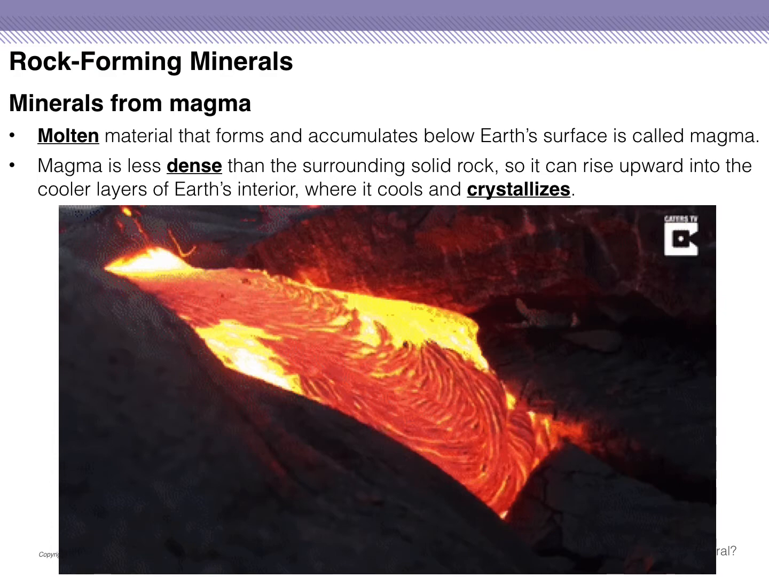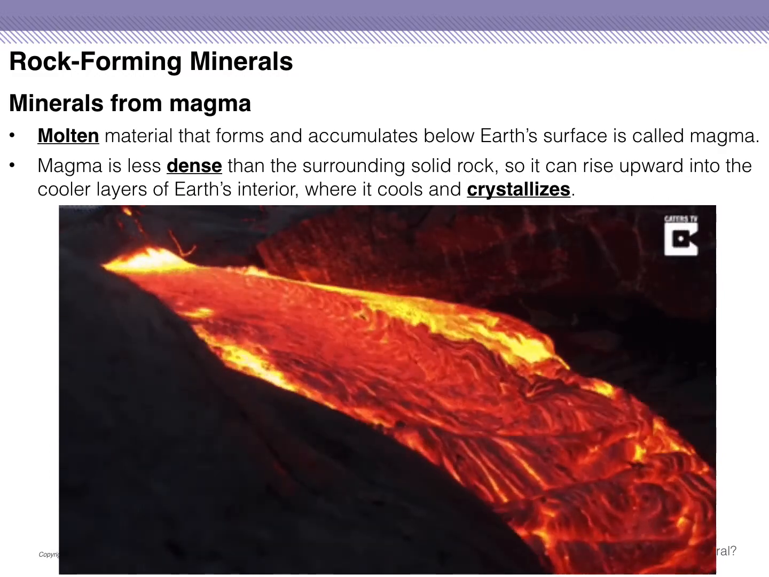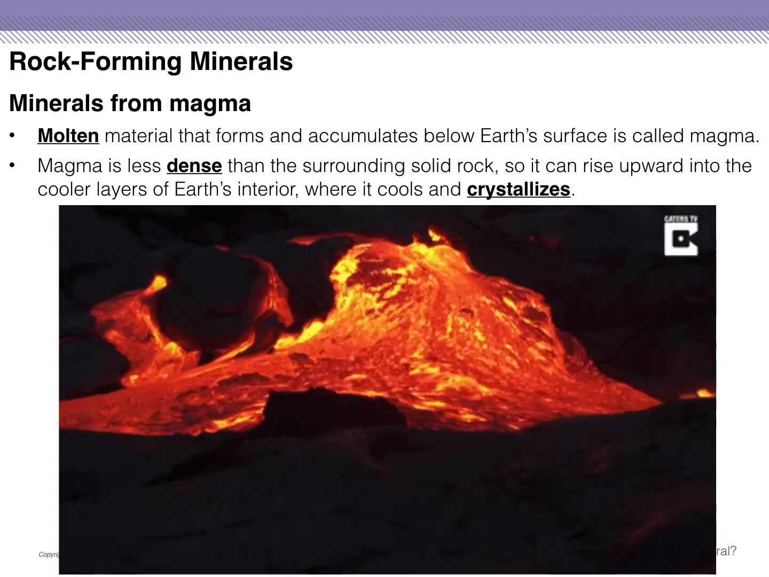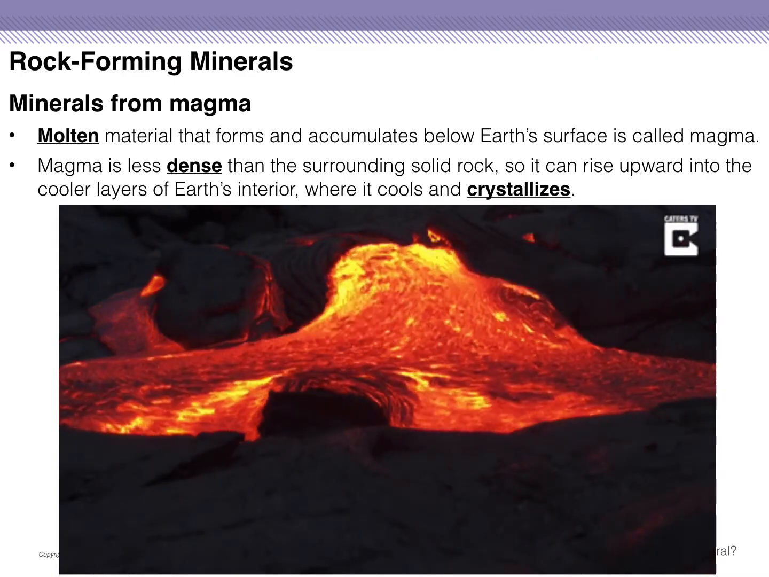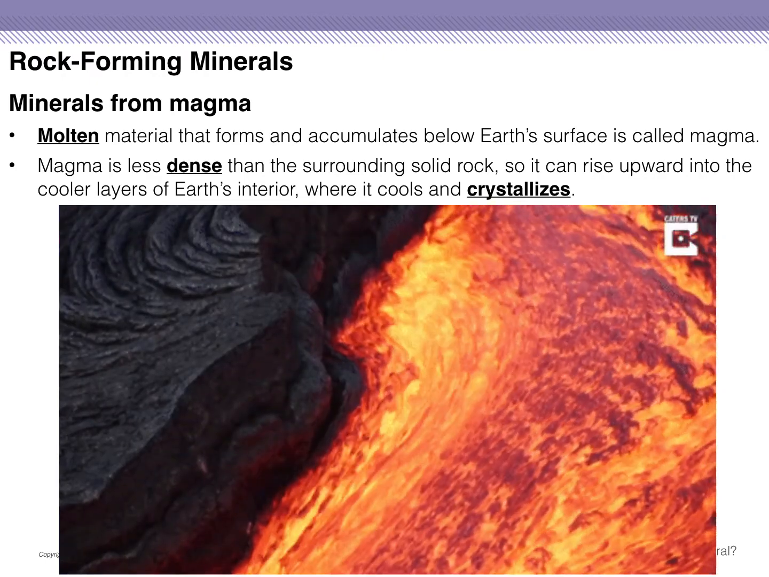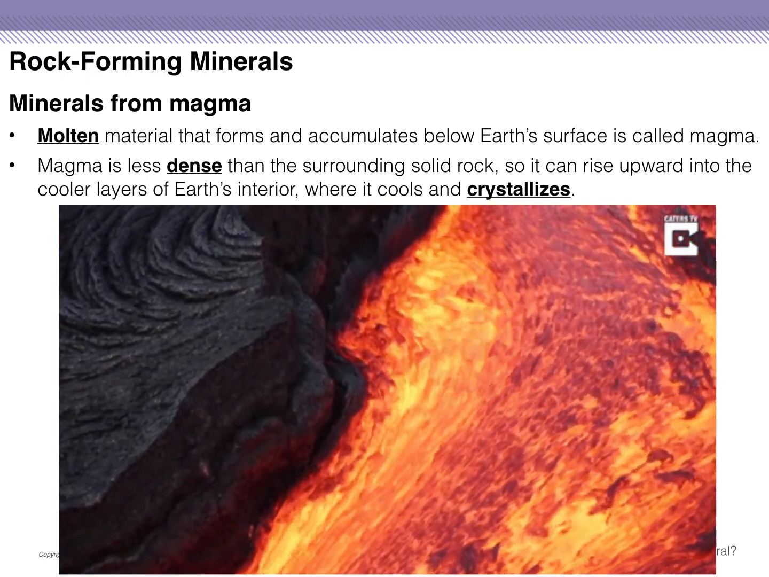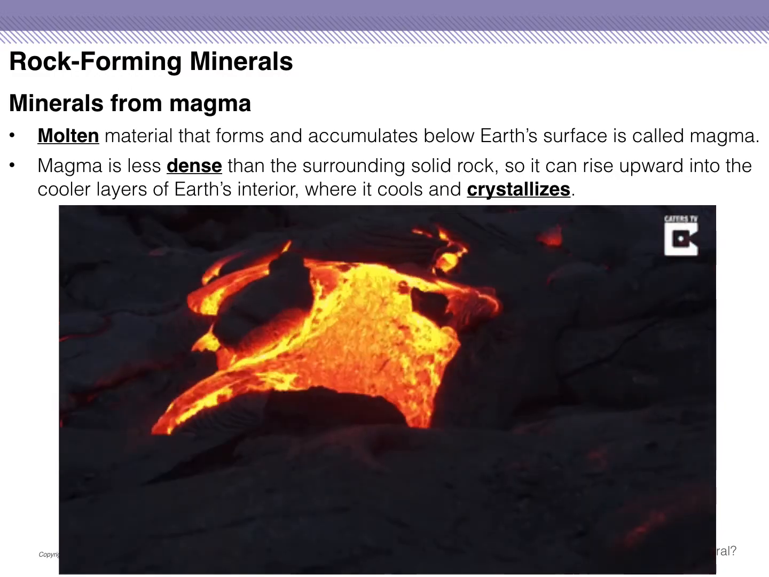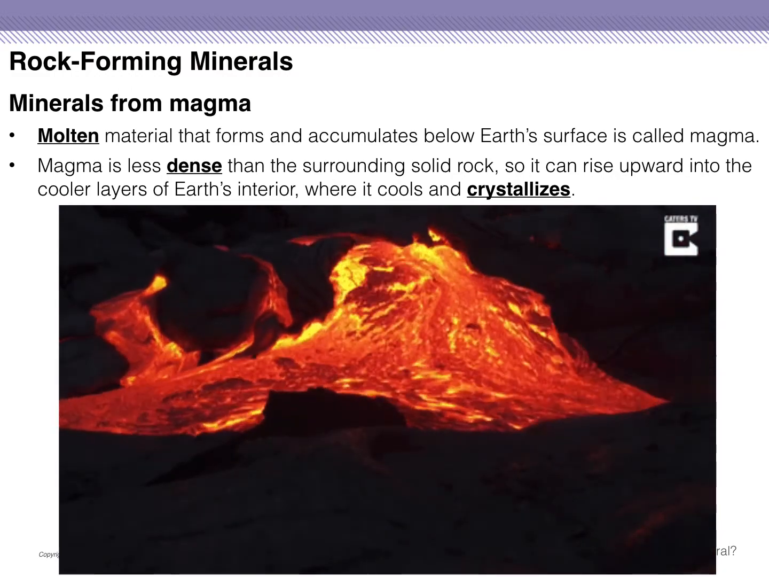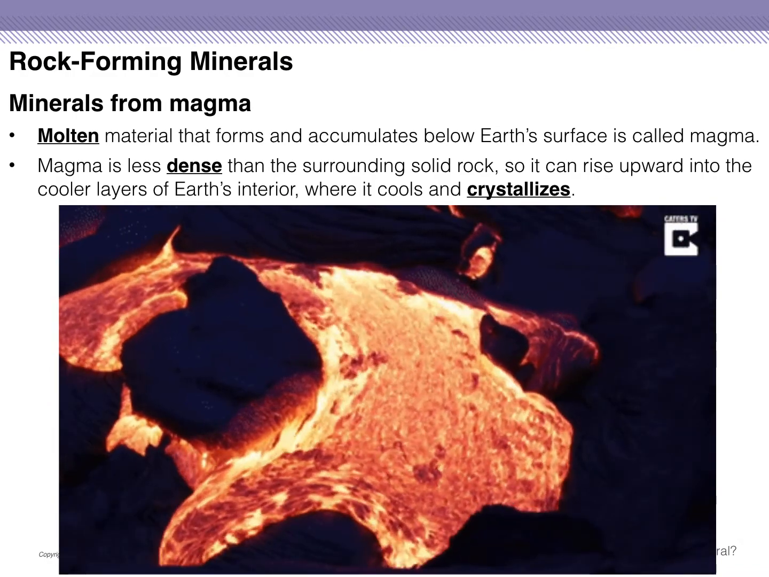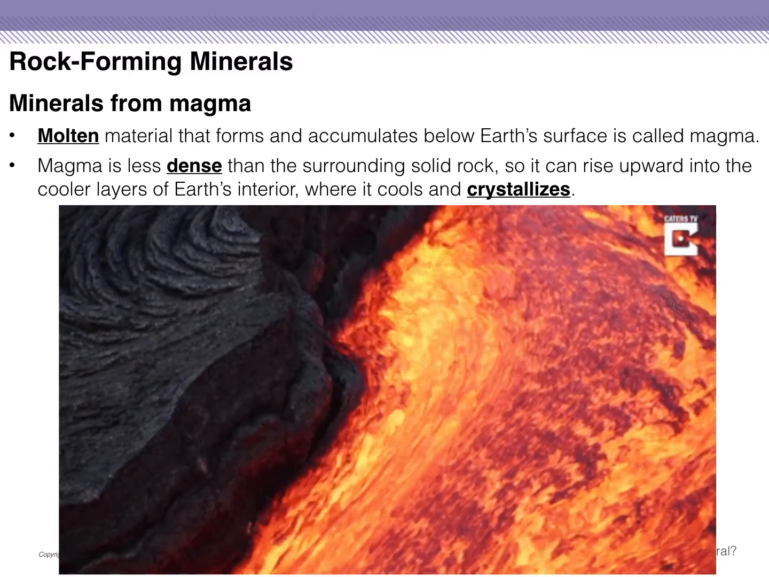Now, there's different ways to form rocks. The first one is molten rocks. Minerals from magma are formed by the accumulation of magma underneath the Earth's surface. What you're seeing here is lava. When it comes to the Earth's surface, it turns into lava. Underground, it is magma. Now, the magma is less dense than the surrounding rock, so it can go upward in the cooler layers of the Earth's interior, where it cools and crystallizes.